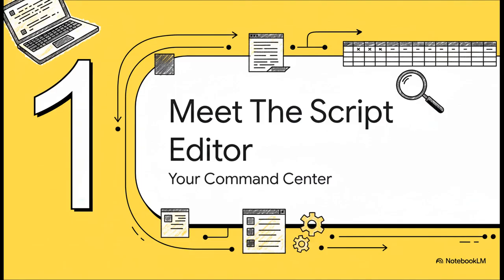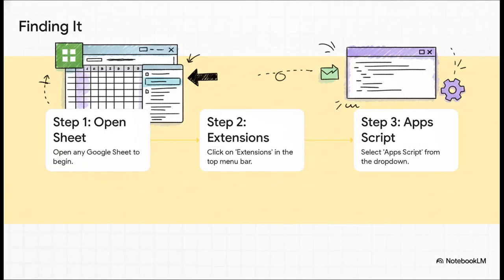So where does all this magic happen? Well, it's actually hiding in plain sight, in a little place called the script editor. Let's go find it. This part is incredibly easy. In any Google Sheet, just go right up to the top menu, click on Extensions, and then choose Apps Script. And that's it. A new tab pops open, and you're in. There's nothing to install, nothing to download. You've just stepped right into your brand new automation command center.